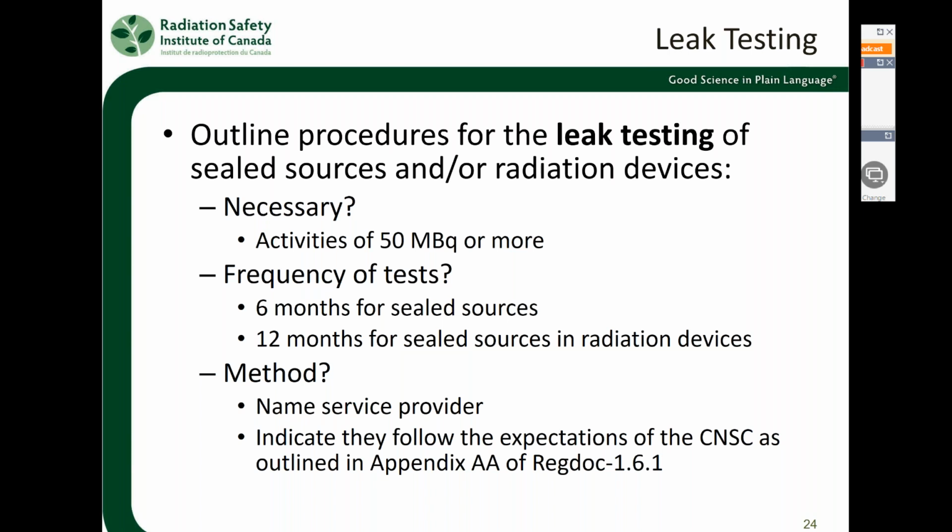So for leak testing, in your manual, you should state whether or not it's necessary. If you have sealed sources with an activity of 50 megabecquerels or more, then leak testing needs to be done. If it's less than that, then you can justify not doing leak tests. For sealed sources, every 6 months you need to do a leak test. If that sealed source is in a radiation device, then the leak test is less frequent, at every 12 months.